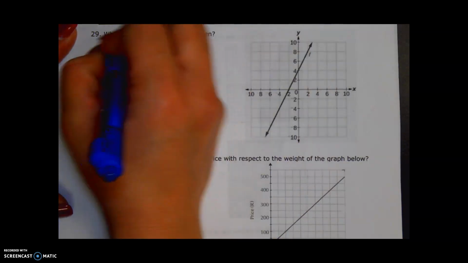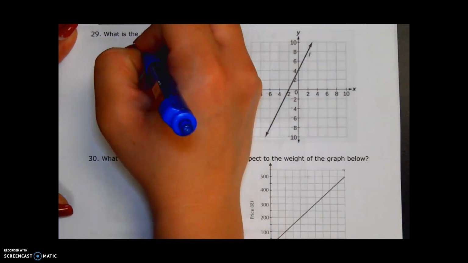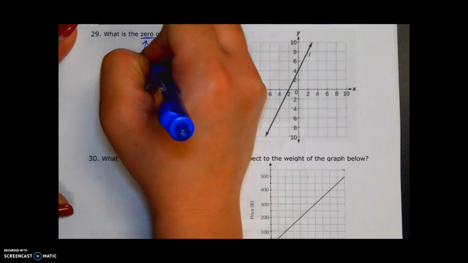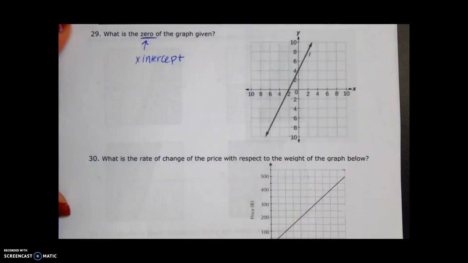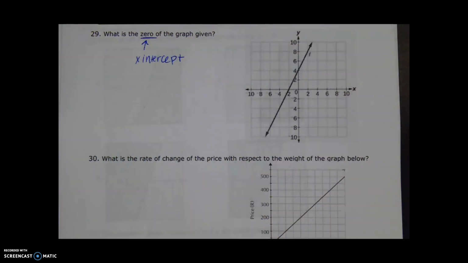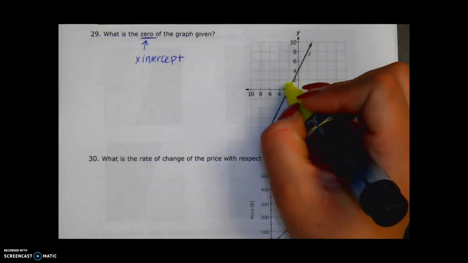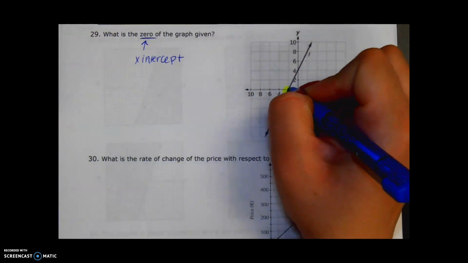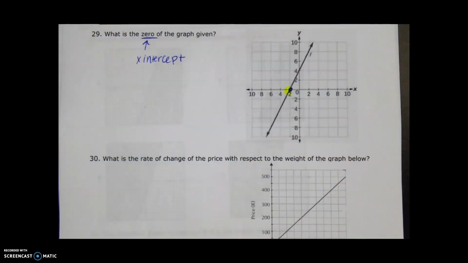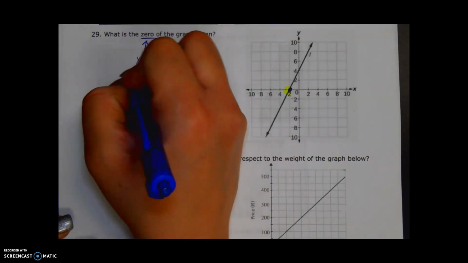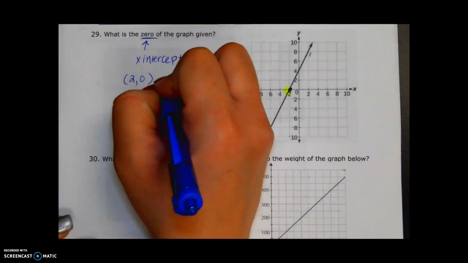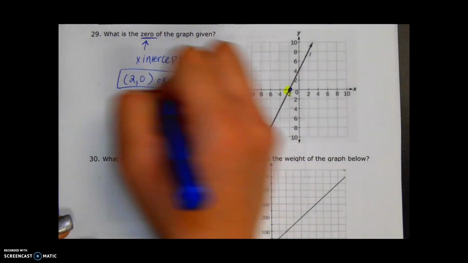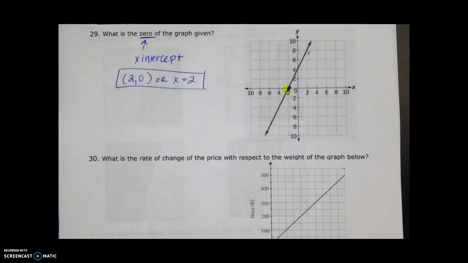All right, so what is the 0 of the graph given? Remember, that's just the x-intercept. So x-intercept obviously is on the x-axis. That's going to be this point right here. Looks like -2 is our answer. So you can say a couple of things. You can either say x is -2, or you can do the point (-2, 0), or x equals -2. However it's worded on the final exam, both of those are fine.